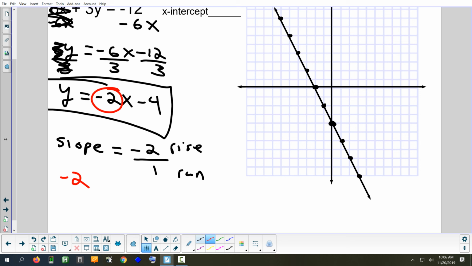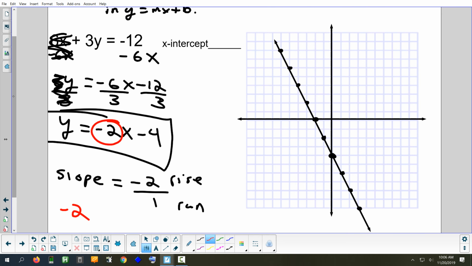Can I go back? What's my x-intercept? Where does that graph cross the x-axis? At negative 2. Honestly, I don't really know why they asked for that here. I don't know why they asked for the x-intercept. You don't even need it, but it was part of the question, so we answered it.